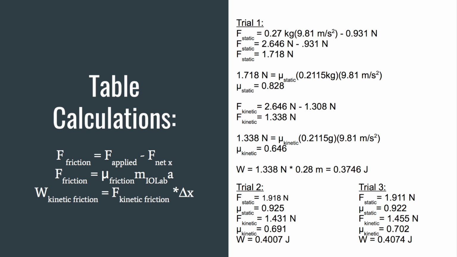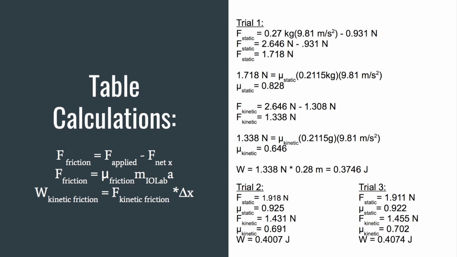The static friction force for trial 1 was found to be 1.718 newtons and was then used to solve for the static coefficient of friction. The static friction force and the force normal acting on the IOLab, which is 2.0727 newtons, were then used to solve for it. The static coefficient of friction was found to be 0.828, which is a unitless number.